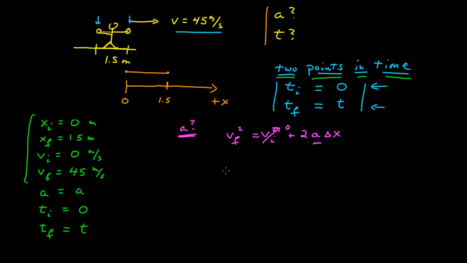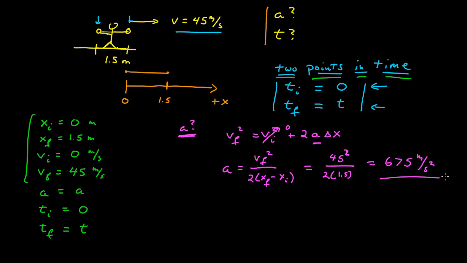This is 0, and so the acceleration is the final velocity squared over twice the displacement, which is the final position minus the initial position. So this is 45 squared over 2 times 1.5. I put that in my calculator, and I get 675 meters per second squared. I might take a moment out in awe of that. That's almost 70 g, 70 times the acceleration due to gravity. So that's pretty substantial acceleration.